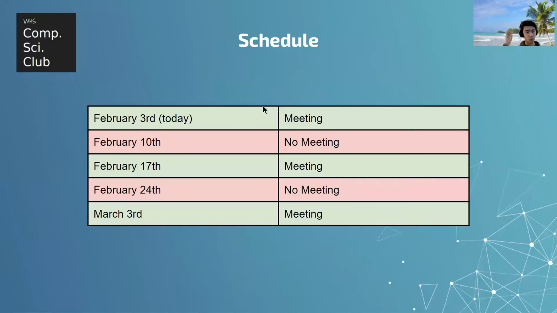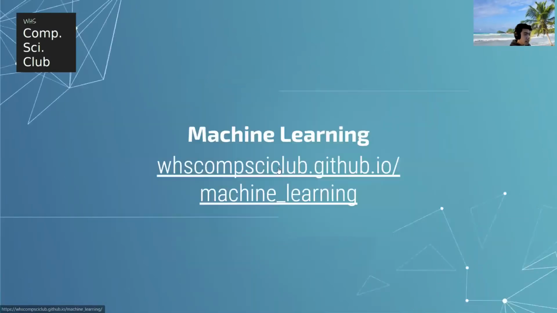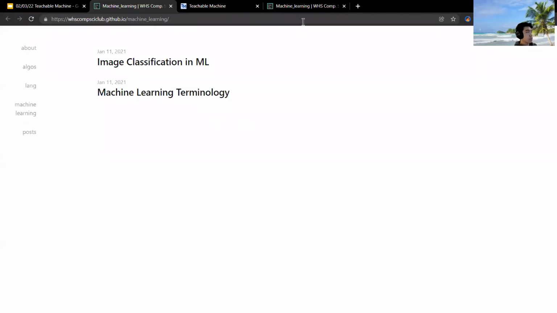Of the review from last week. This is quickly a schedule. So it's like usual, every other week. Today is February 3rd. Our next meeting will be on February 17th and so on. And then quickly, just a quick review.